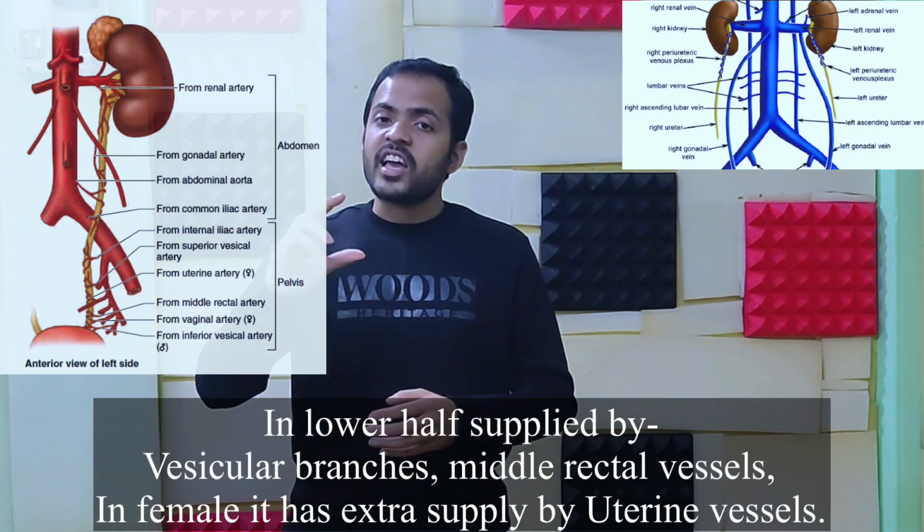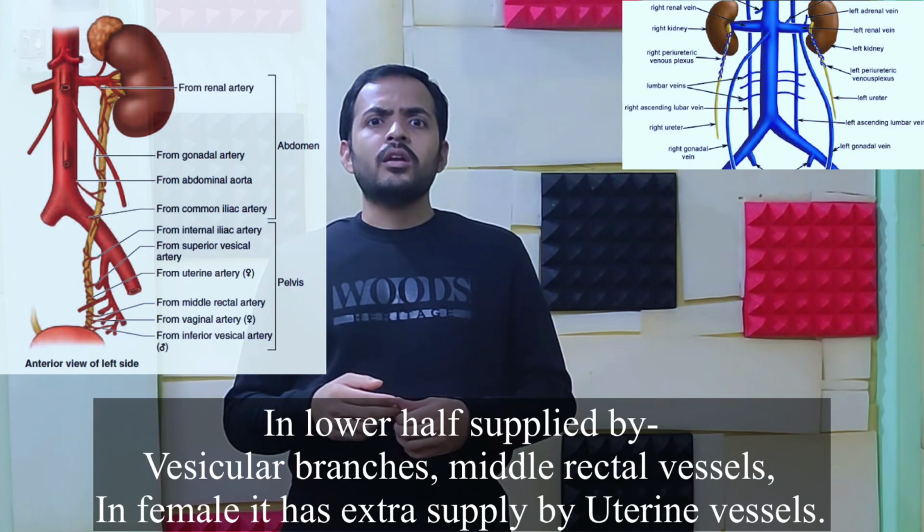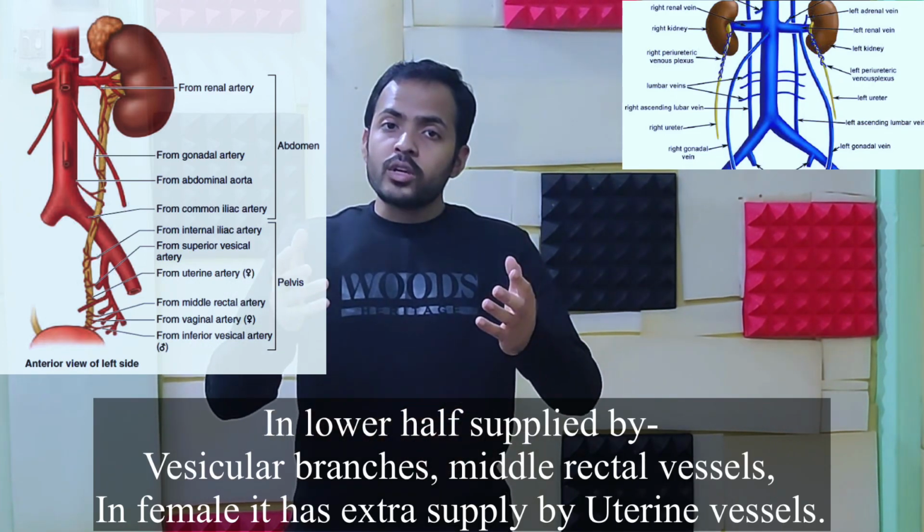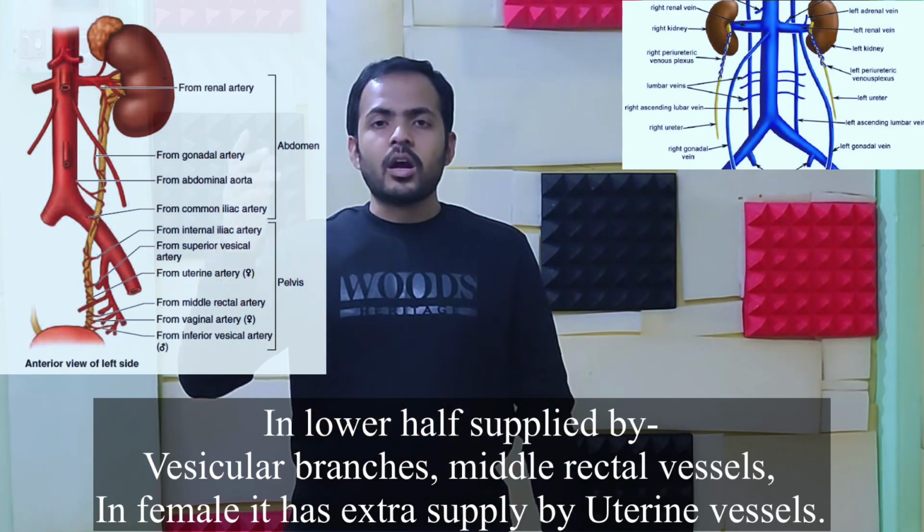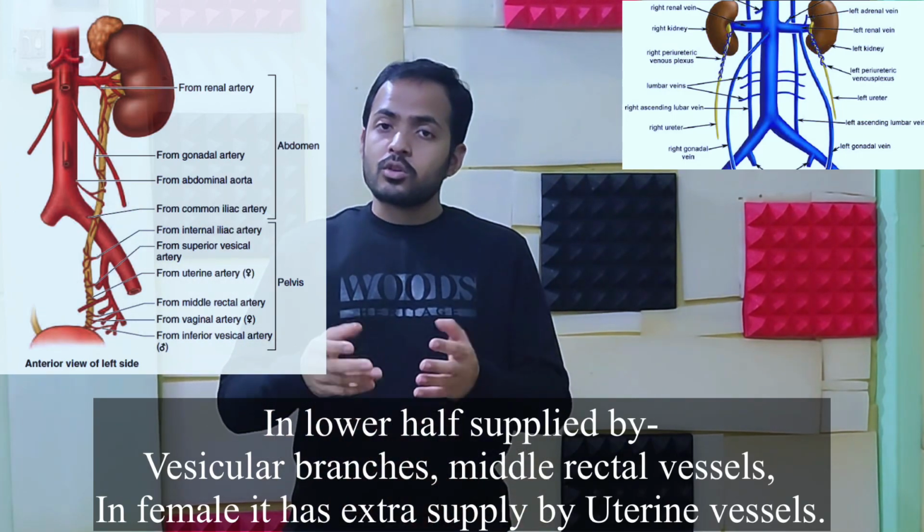In female, it has extra supply, okay? Because in female, they have uterus, okay? It is a genital organ. I will talk about it later. Now, uterus also has blood supply.